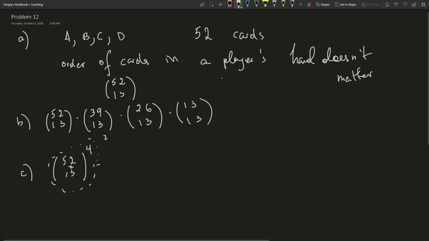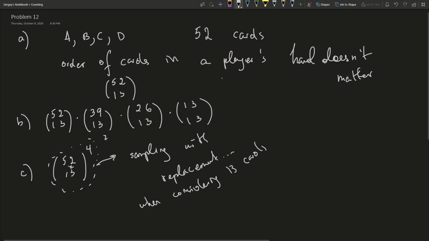So the way this would work is if we were sampling our 13 cards with replacement. Meaning when considering 13 cards for each player, there are 52 cards in the deck.